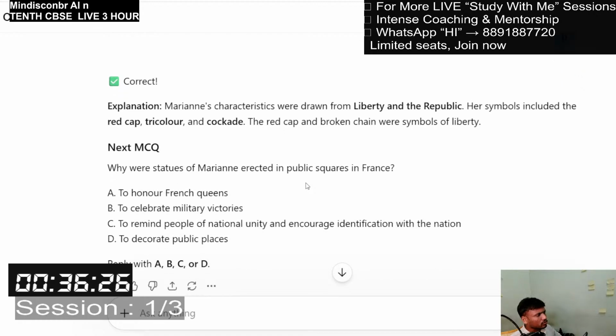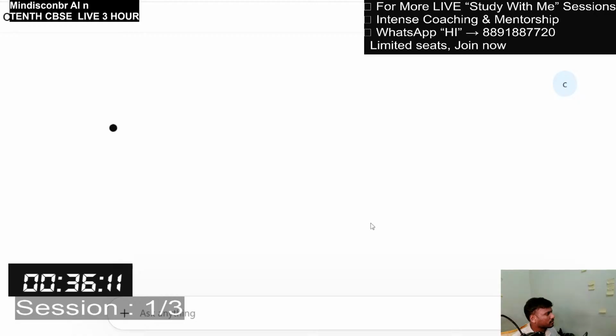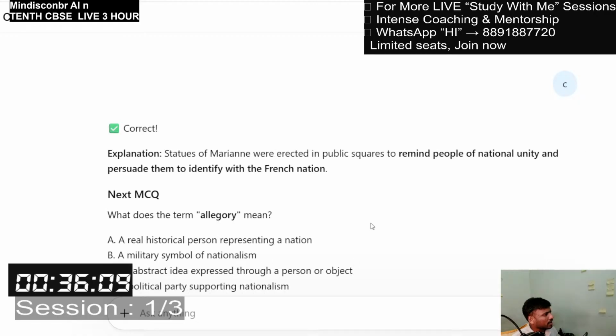Why were statues of Marianne erected in public squares in France? To honor French queens, to celebrate military victories, to remind people of national unity and encourage identification with the nation, or to decorate public places. The most probable answer is C. The statues of Marianne were erected in public squares to remind people of national unity and persuade them to identify with the French nation.